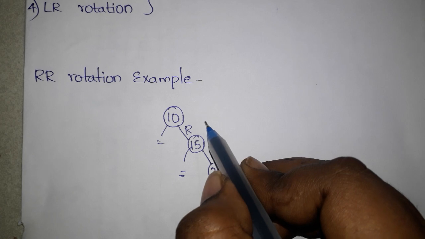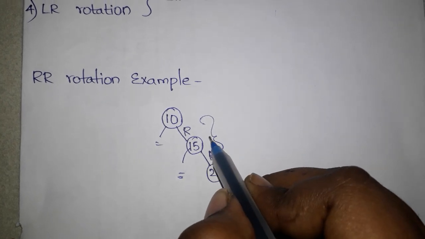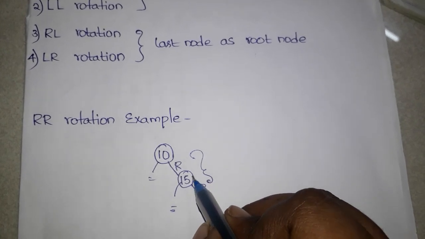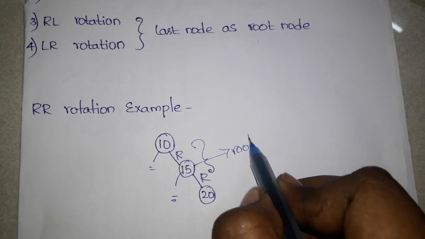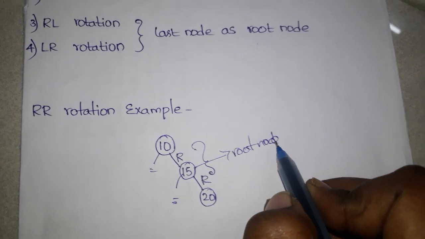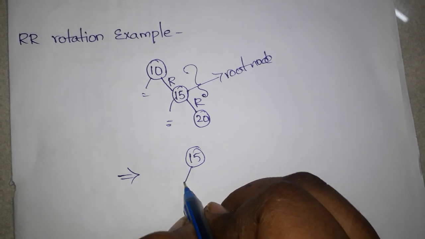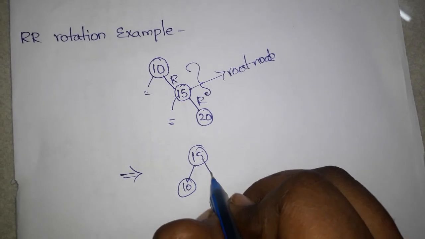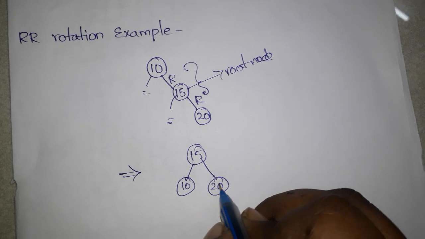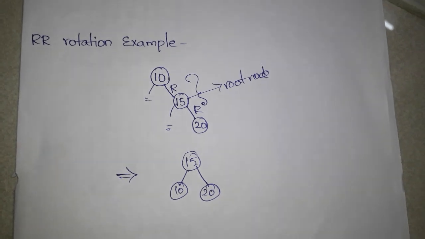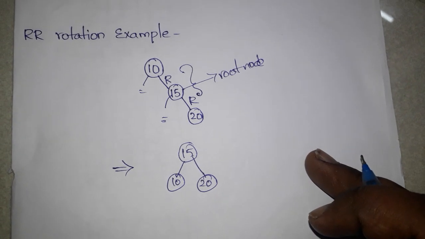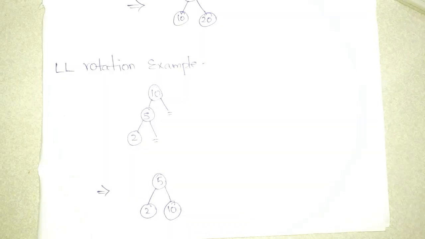So in our rotation here, 10 is the root, 15 is right of the 10, 20 is right of the 15. This is an RR rotation, that's why the middle node should be the root node. It will become 15 as the root node, 10 is smaller than 15, 20 is greater than 15. This is the RR rotation example. I hope you'll be clear with RR.